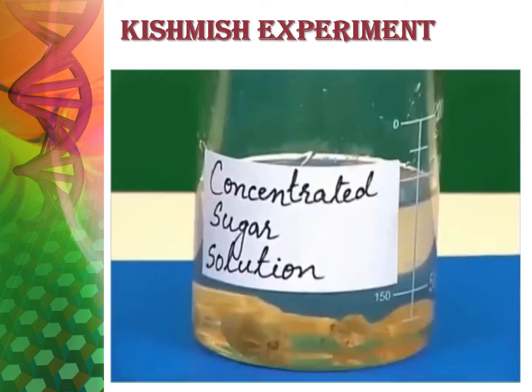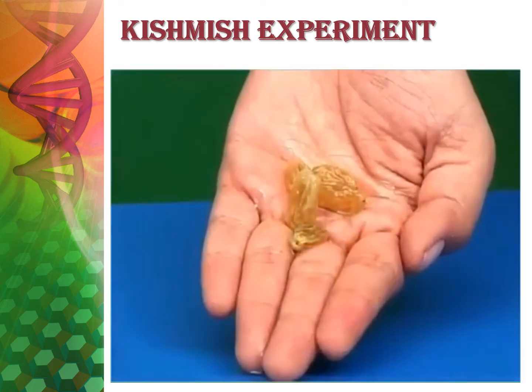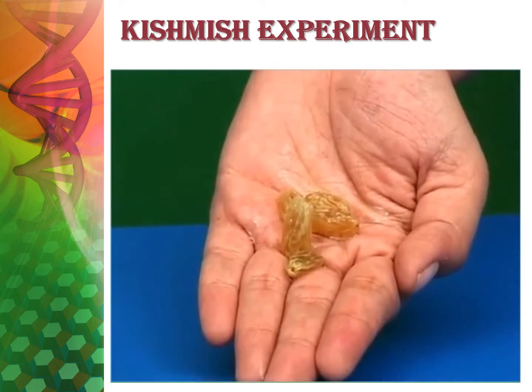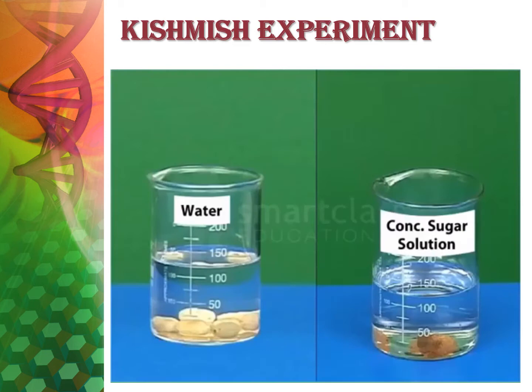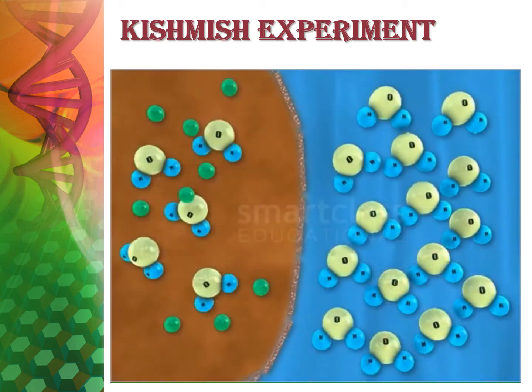Now, let us observe the raisins. Look, the raisins have shrunk. This means that the size and volume of the raisins has decreased. Now that you have observed the changes in both the cases, let us look at the explanation for these changes. In this activity, the raisin resembles a cell, and its outer membrane acts as a semi-permeable membrane which allows water molecules to move through it.